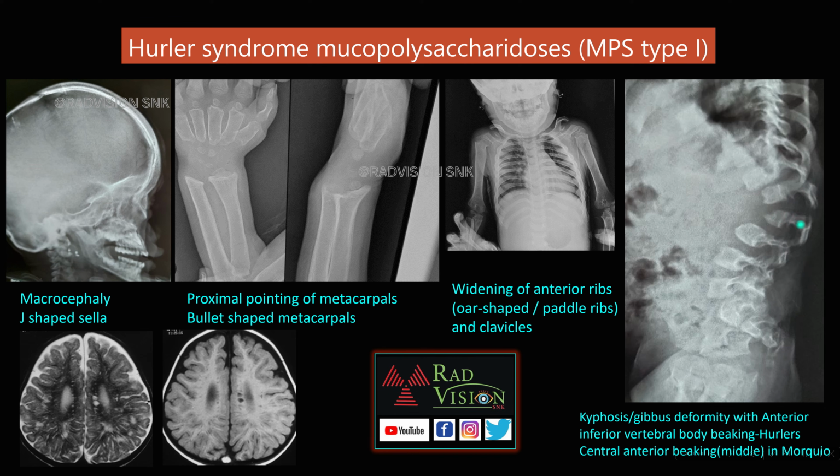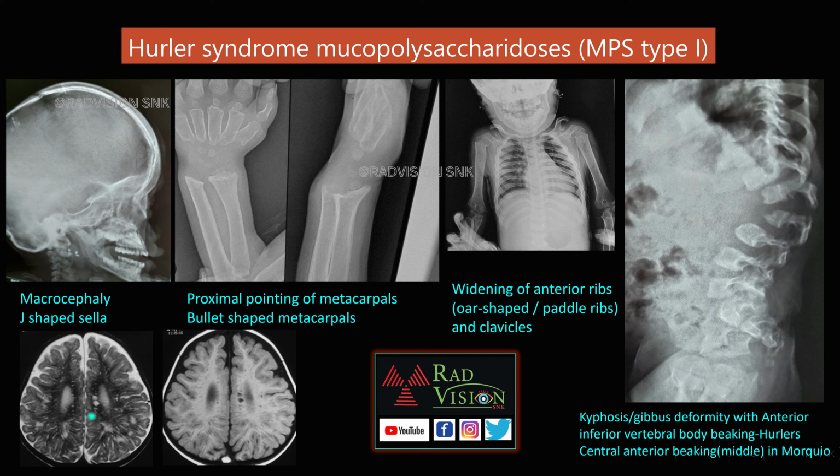So there is flattening of the vertebra with anterior inferior beaking of the vertebra, which may present with kyphosis or gibbous deformity. So anterior inferior beaking of vertebra is classically seen in Hurler, whereas central anterior beaking, that is middle one third of the beaking, is nothing but seen in case of Morquio. So remember, middle one third for Morquio, M for M, middle one third for Morquio, whereas anterior inferior beaking in case of Hurler syndrome, and sometimes it can be also seen in achondroplasia, congenital hypothyroidism, other cases.